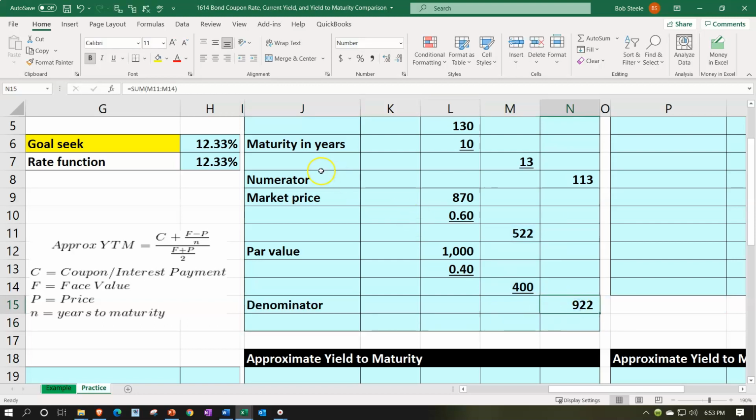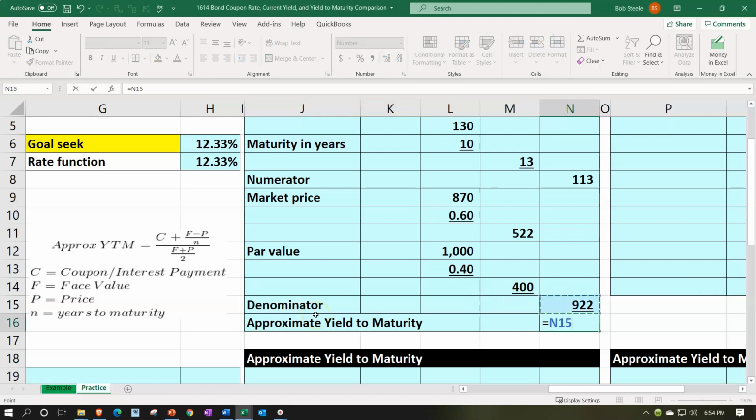The denominator. And then we're going to go to the home group, font and underline, and that's going to be our approximate yield to maturity. Approximate yield to maturity, which will be equal to the 113 divided by the 299, making that a percent number group, percentify, couple decimals. We're at the 12.26, which is fairly close. You can see it is an approximate.